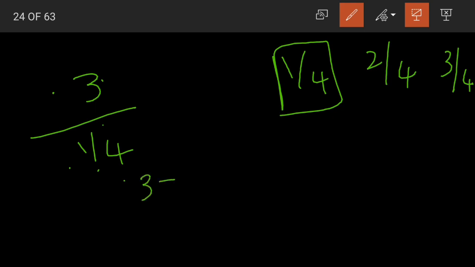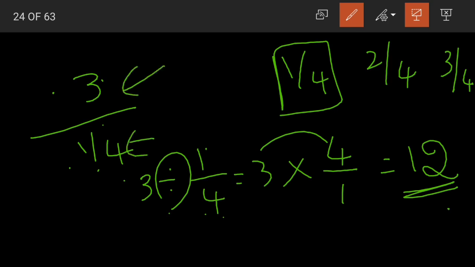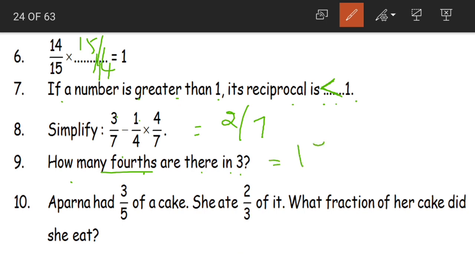Now this is 3 divided by 1 by 4. Here we have the division symbol, so we'll change it to multiplication, and the reciprocal of 1 by 4 becomes 4 by 1. 3 fourths are 12. Yes, so there are 12 fourths in 3. How many? 12 fourths in 3. So the answer becomes 12. There are 12 fourths in 3.